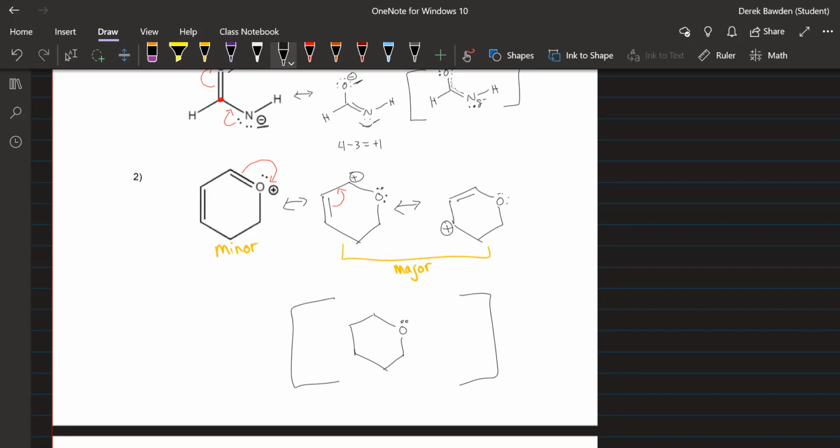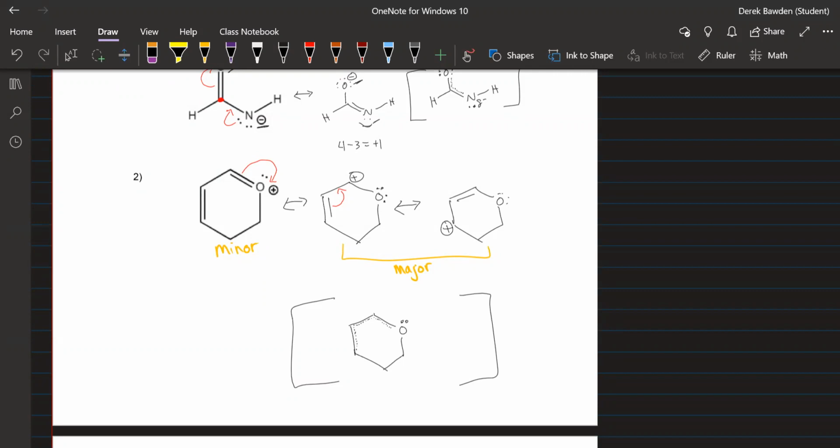At one point, we have a double bond right here, so we can do a dashed line. At one point, we have a double bond right here, so we'll do a dashed line, and the same for right here. Do I need to do a dashed line right here? No, right? Because there was never a double bond right there.